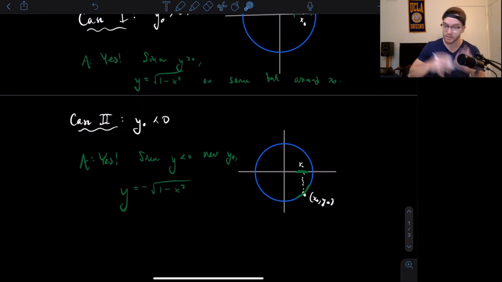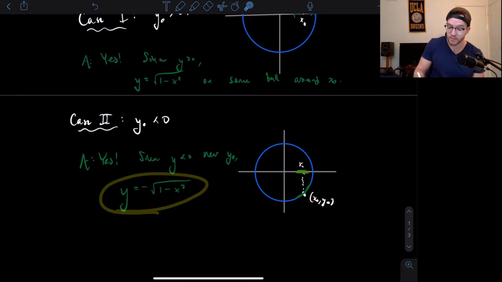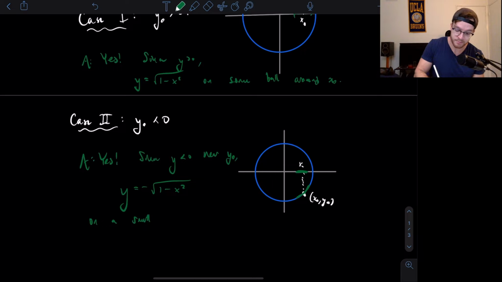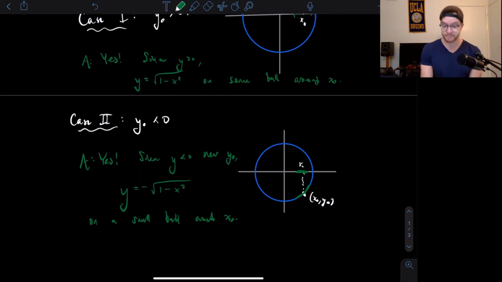And again, I'm not saying globally or anything like that. I'm just saying in a small neighborhood of x naught, the y values on the curve are described this way. So on a small ball around x naught. Okay, so we've considered the case when y is positive, we've considered the case when y is negative. There's one remaining case, which is actually just 2 points on the circle, right? It's when the y value of my fixed point is 0, here and here. So there's 2 points that we have not considered.